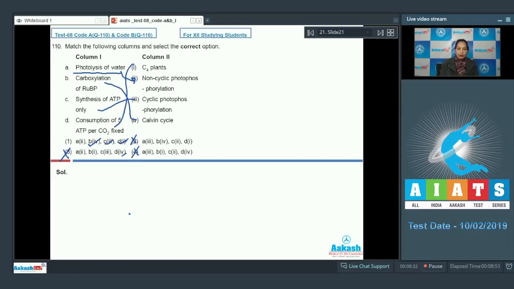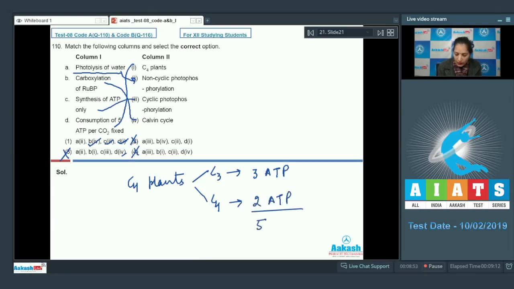How 5 ATP per CO2 fixed? C4 plants have both C3 as well as C4 pathway. In C3 pathway, there are 3 ATP required for 1 CO2 fixation, and in C4 pathway there are 2 ATP. So total 5 ATPs are required to fix a molecule of CO2 in C4 plants. So the correct option for the given question is option number 1. Let's move to the next question.